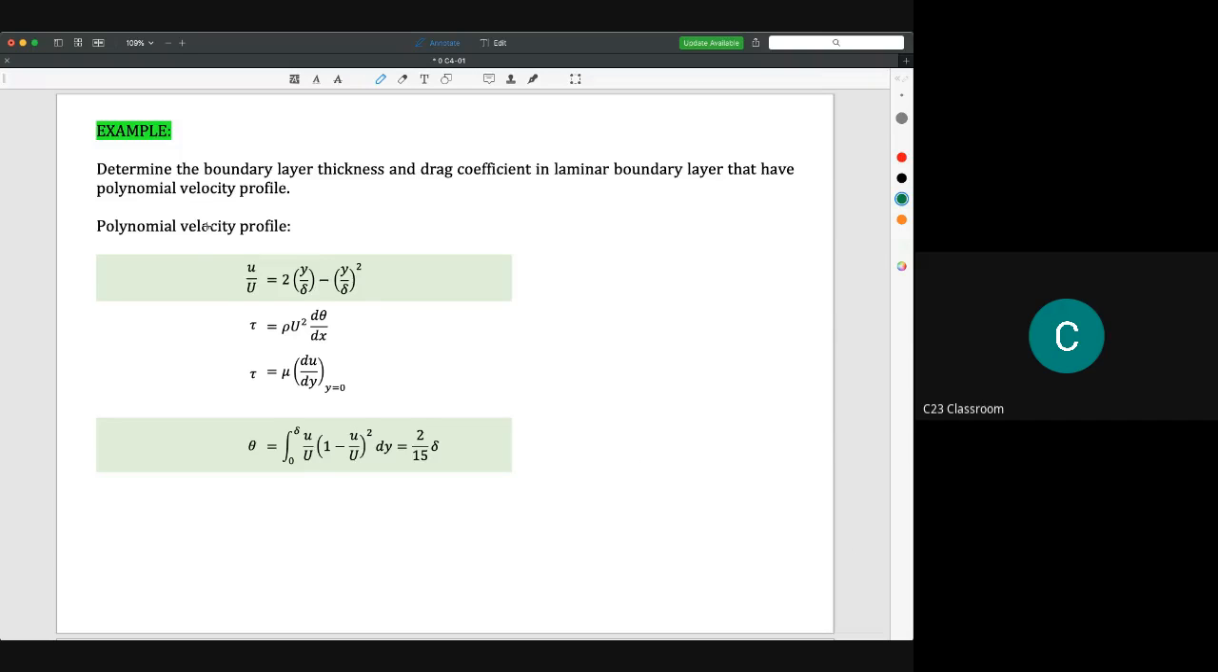Let's say we need to determine the boundary layer thickness and drag coefficient in a laminar boundary layer that has a polynomial velocity profile. In the next notes, I will show you how to prove the polynomial velocity profile. For these notes, we focus on how to get the boundary layer thickness and drag coefficient. As I said previously, delta is equal to y at u equal 0.99 capital U. So this equation cannot be solved, it's too straightforward.